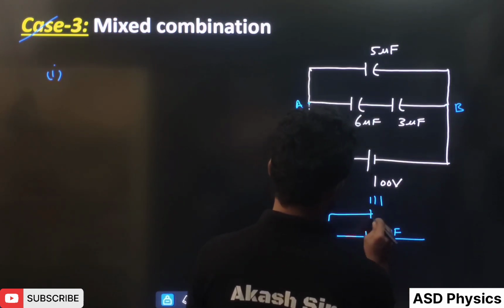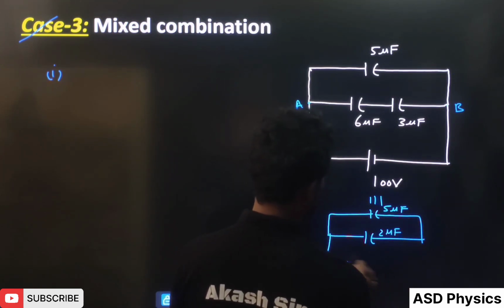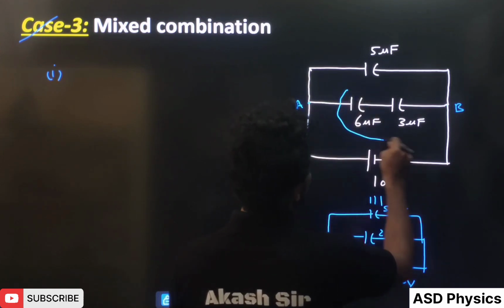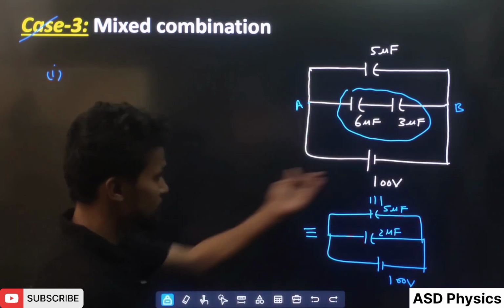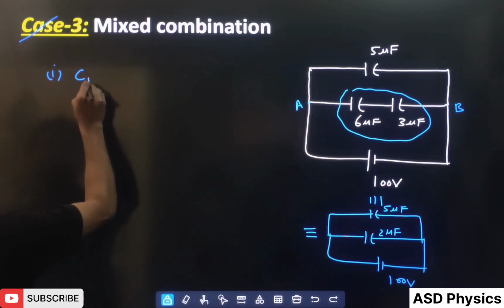And here again one more capacitor is there. How much value is there? 5 microfarad. And here this battery is there. Okay, we have reduced this capacitor. Then after that, you can see very well, this 5 and 2 are connected in parallel.